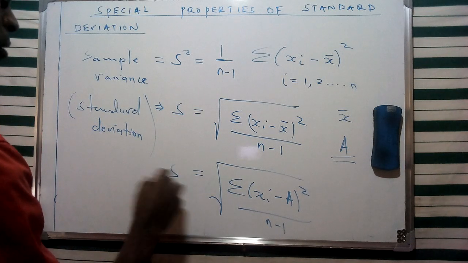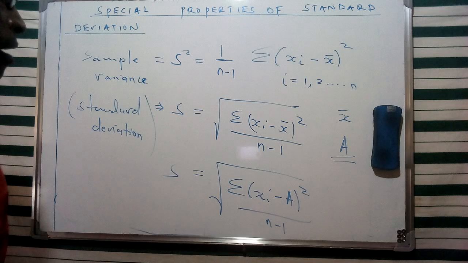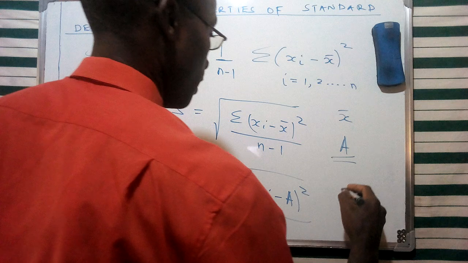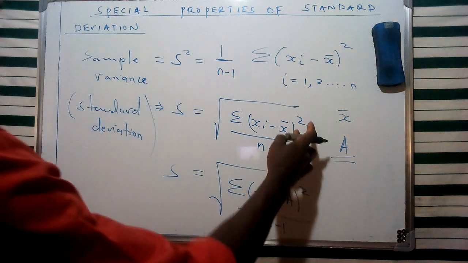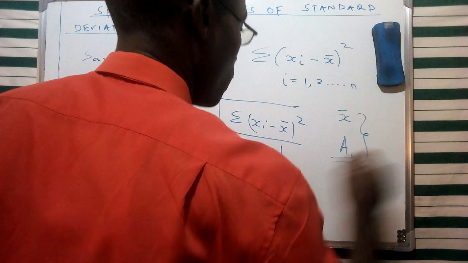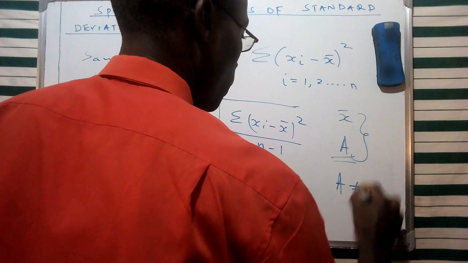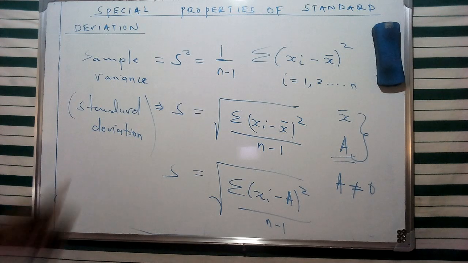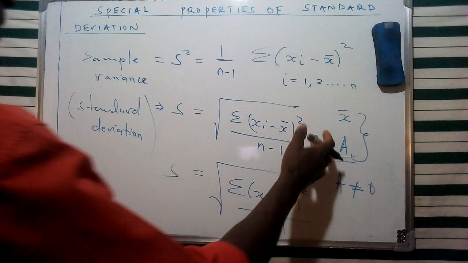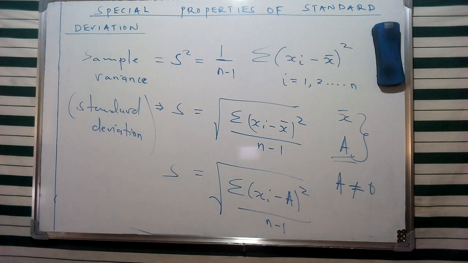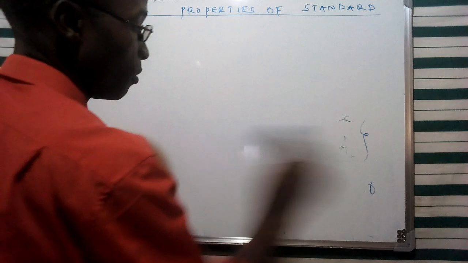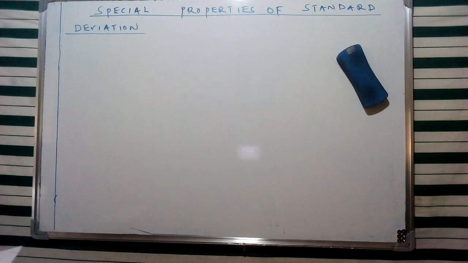So if we do a comparison of these two specific measures of standard deviation, we can consider a case whereby the mean and a are not going to be the same. So we're going to have a not equal to the mean. So for a particular set of data, we're going to have a special property of the standard deviation, in the sense that if we compare these two values, considering the mean and that arbitrary value, we're going to have a special property which I'm going to mention.